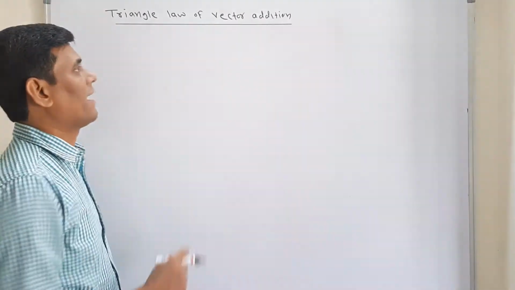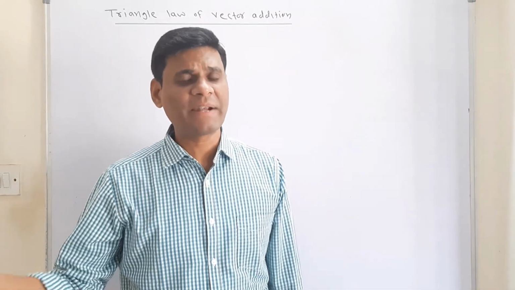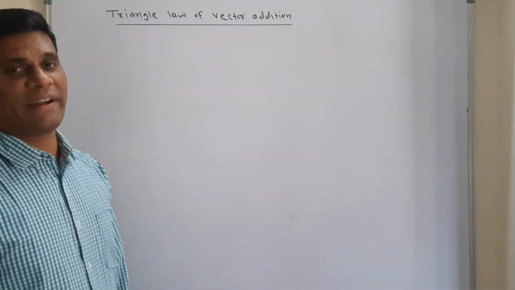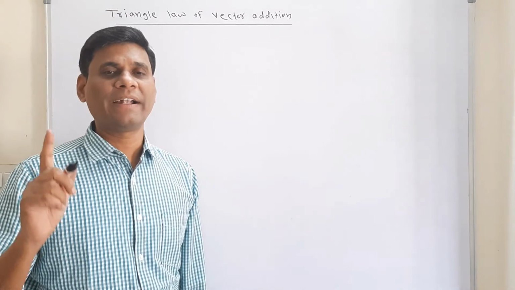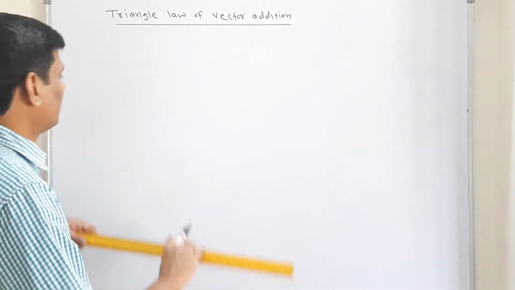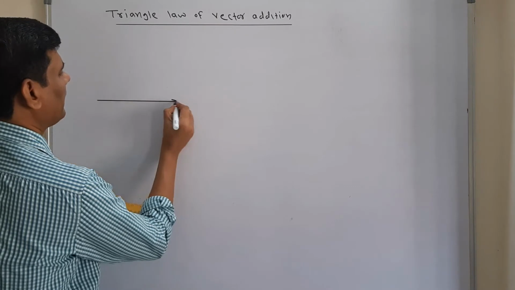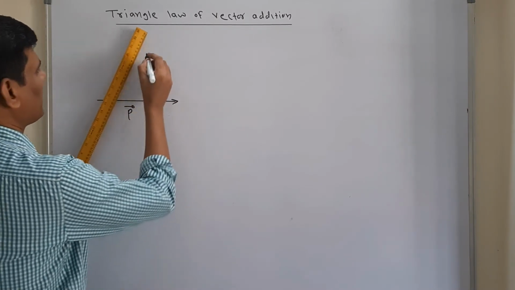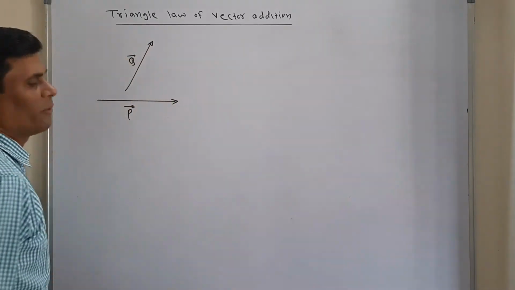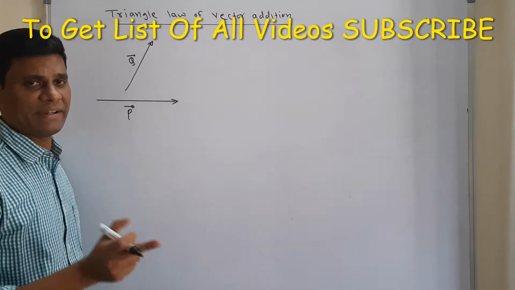Next part, students, triangle of vector addition. When two vectors are not parallel and not anti-parallel, that means they are not along the same line, then to add the vectors we have to use the triangle of vector addition. And remember, you can add vectors only of the same type. Suppose this is one vector, vector P, and this is another vector, vector Q. We have two vectors not along the same line, so we have to add them with the help of the triangle of vector addition.